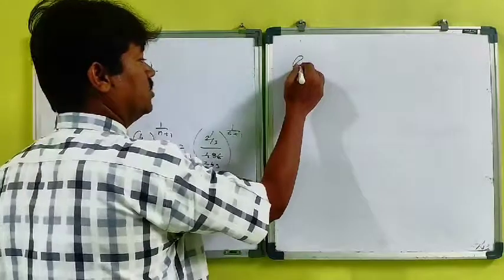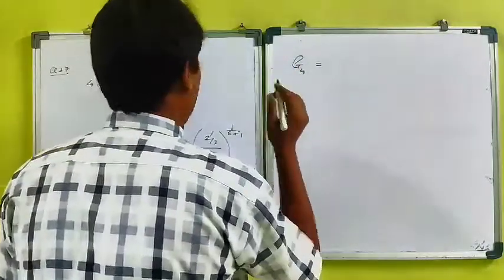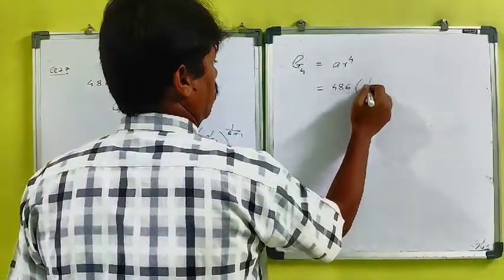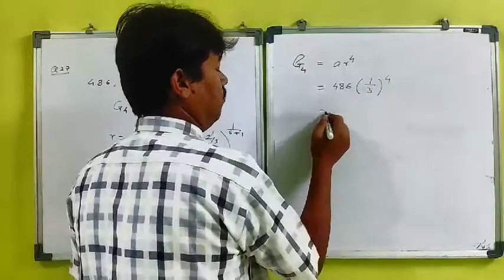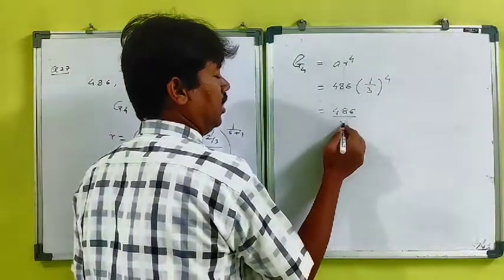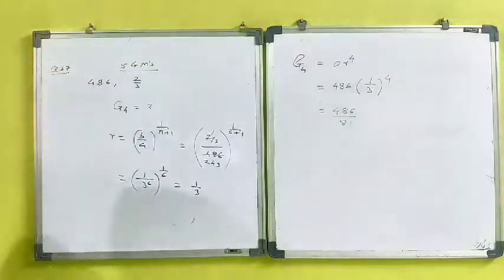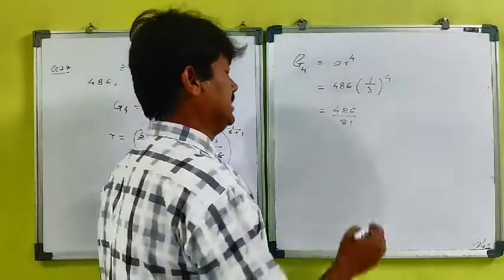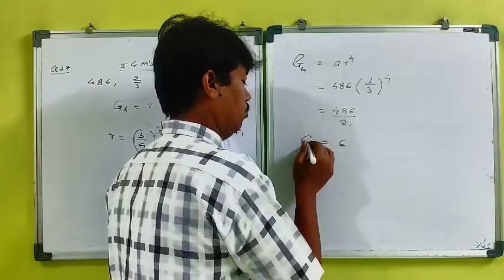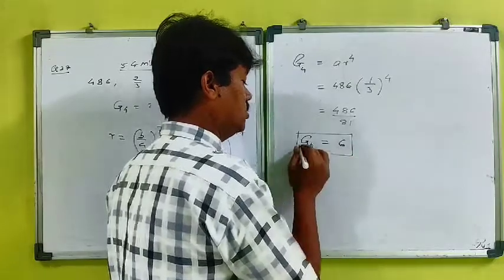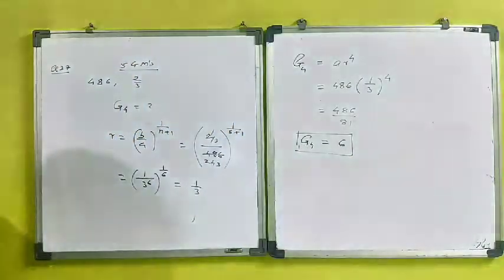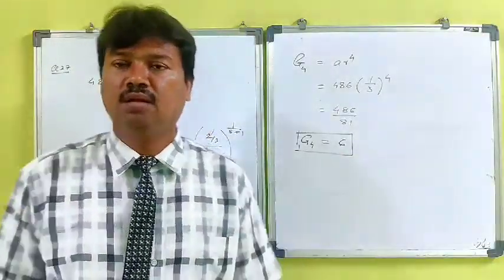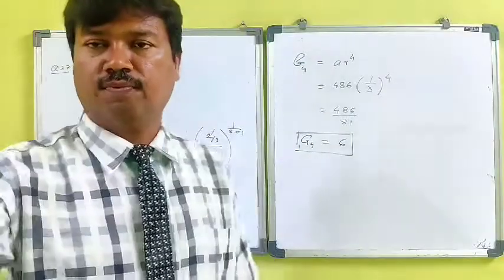And then G4 is AR raised to 4. So A is 486, times 1 upon 3 raised to 4, which is 486 upon 81. 3 into 3 into 3, 4 times is 81. So 81 times 6 is 486, so G4 is equal to 6. So the answer is the fourth geometric mean will be 6. That's it.